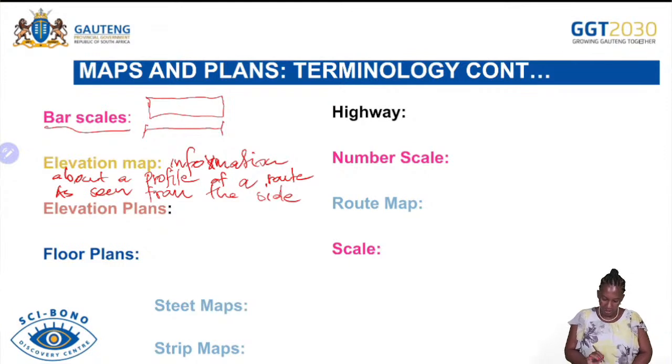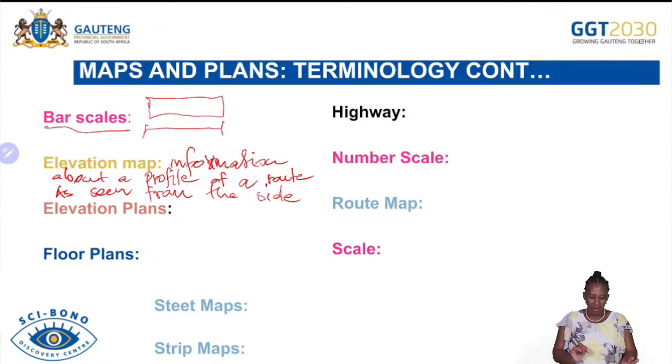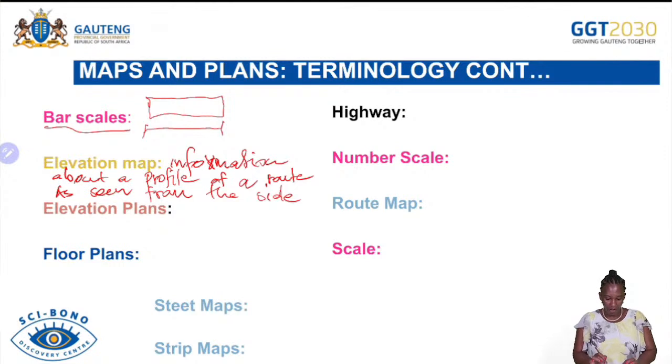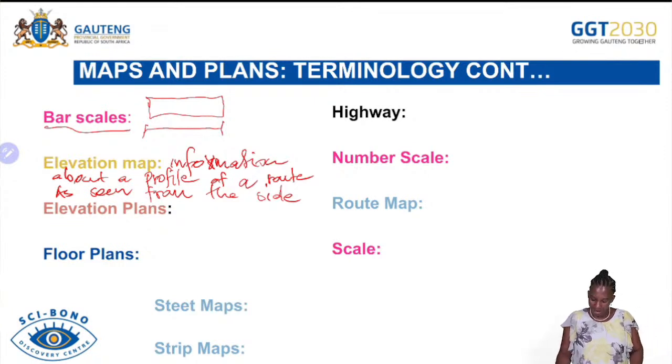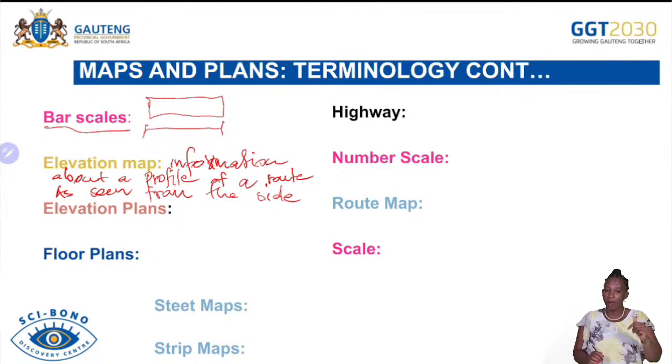Remember, boys and girls, when we talk about the elevation, we also have elevation plan. Here we have an elevation map. That is why we say it's an information about a profile of a route as seen from the side. And then in terms of an elevation plan, what is an elevation plan? You need to know the difference, because here we're talking about the map on the first one, and now with elevation plans, it's information that you can see from the sides, from the right and the left of an object or of a house.